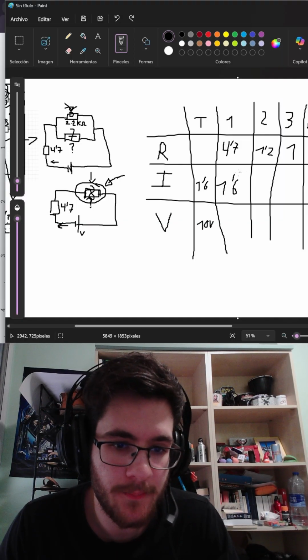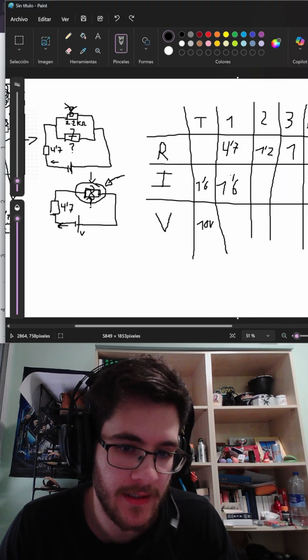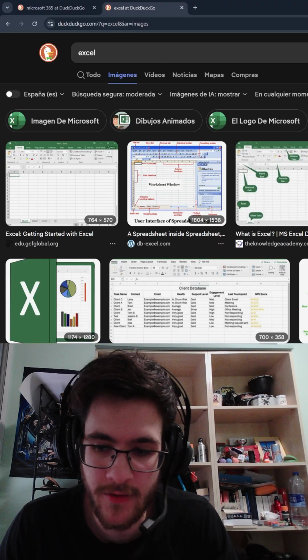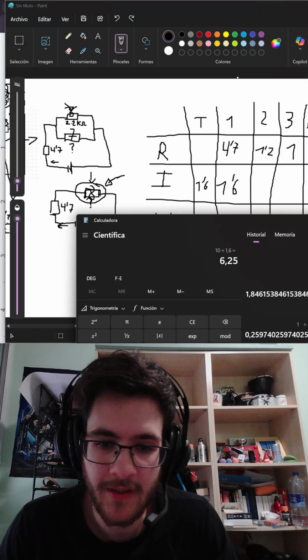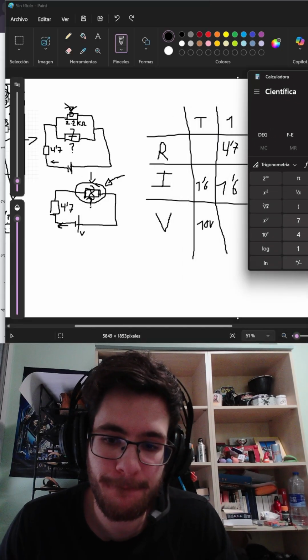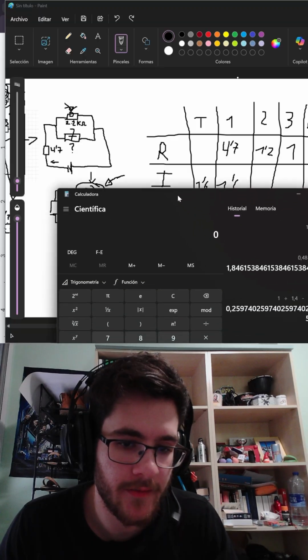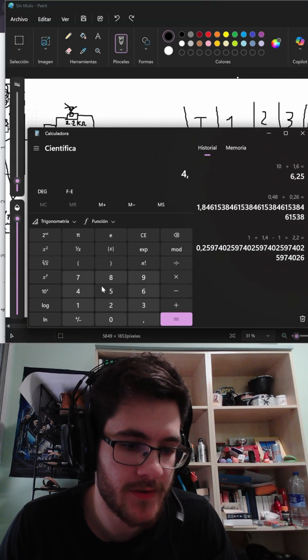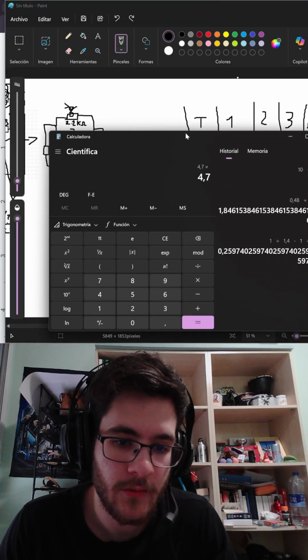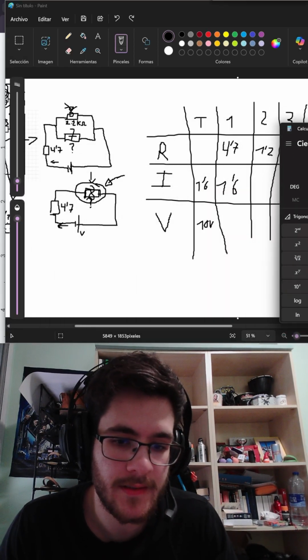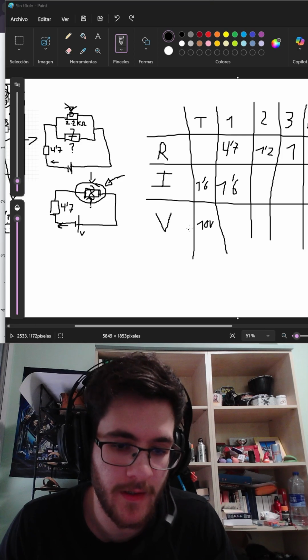To calculate the voltage of 1, it is intensity times resistance. So where is my calculator? And we do 4.7 times 1.6, and it's 7.5.